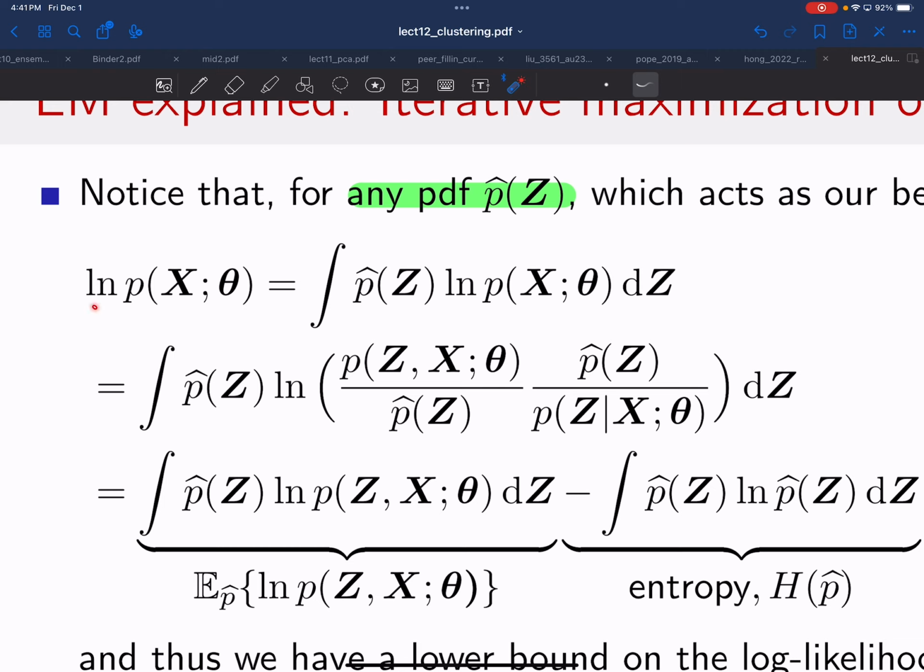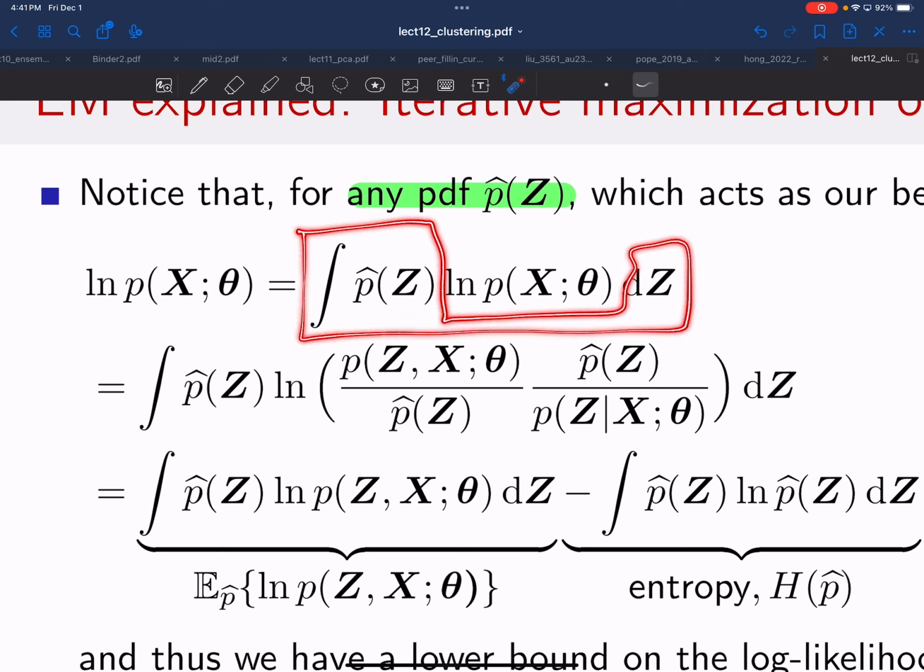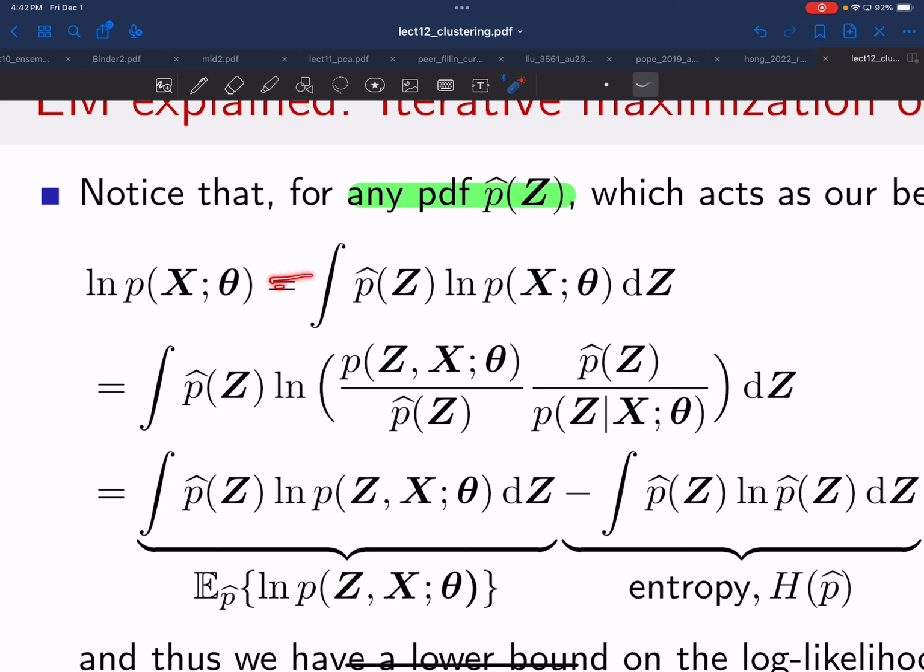So hopefully you agree that this equals this, because notice that here I'm integrating over z, but this likelihood term has nothing to do with z, right? So I could pull this out of the integral, after which what remains in the integral is just a PDF p hat integrated over its argument, which must integrate to 1, no matter what, right, for any valid PDF. Okay, so hopefully you agree with this equality. Is everybody good with that?